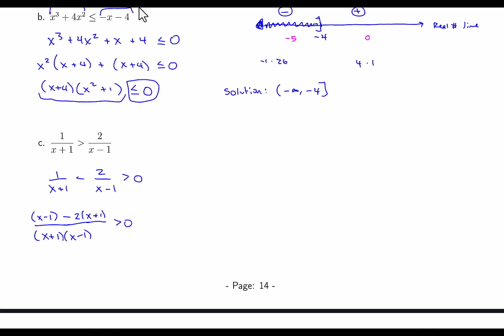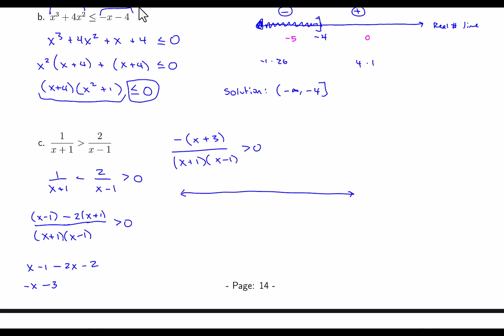Okay, I've got to do some algebra in the numerator, so that would be x minus 1 minus 2x minus 2, which would be x minus 2x is negative x. Negative 1 minus 2 is minus 3. So I effectively have negative x plus 3 over x plus 1, x minus 1. I want to know where that's greater than 0.